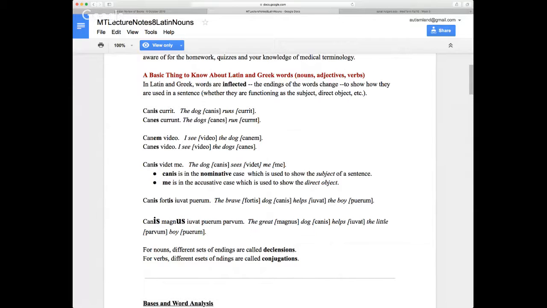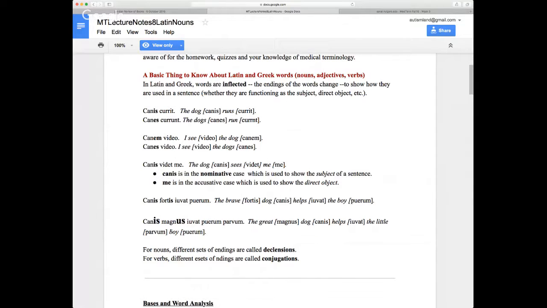There can be adjectives. Canis fortis: brave dog helps the boy. So notice you can put the adjective behind the noun. It doesn't affect the meaning. That's actually more common in Latin, to put the adjective behind the noun. And there's also no word for "the" in Latin.